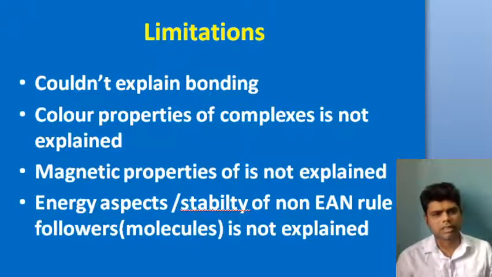The bonding part is not explained. The covalent nature of this bonding is not explained here. Color properties, magnetic properties, also again you will cite the same. Whichever the answer is not there in EAN rule, that we will write here as what?